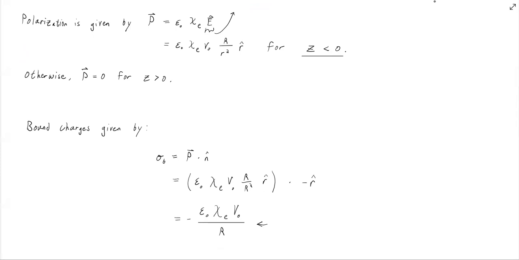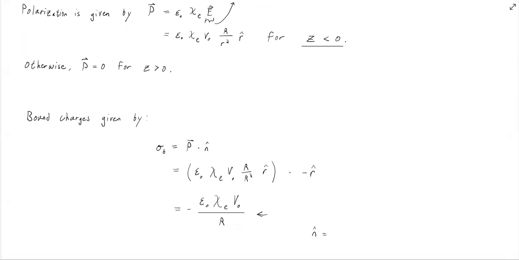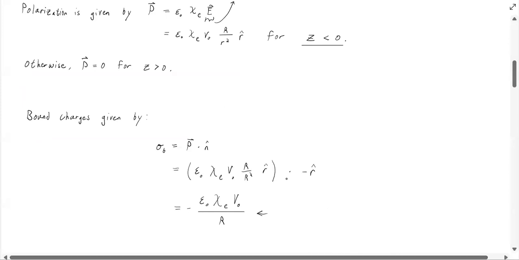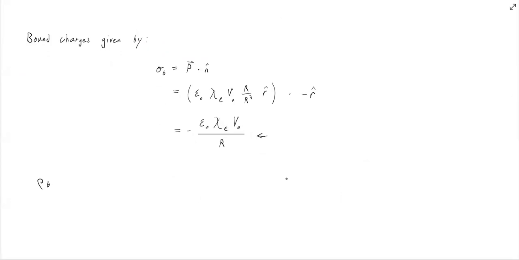And the dielectric itself carries no bound charge. The reason for that is its normal vector is equal to z hat, which is perpendicular to the sphere's r hat pointing radially outward. So there is no bound charge on the dielectric's flat surface. And since there is no free charge in the material, our volume bound charge is 0. Those are our bound charges here.